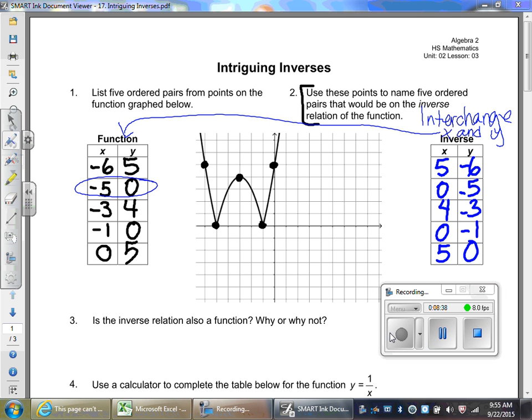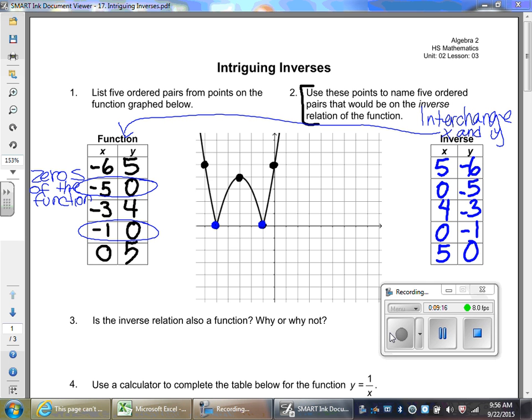Especially points like -5, 0 and -1, 0. Now, you guys see that those points are located on the x-axis. And we also see that the y coordinate is equal to 0, right? So, do you guys know, how do we call those points? Have you ever heard that term? Zeros of the function, that's very good. Zeros of the function. There are other names that we give to those points.